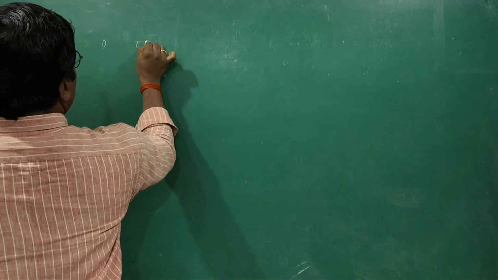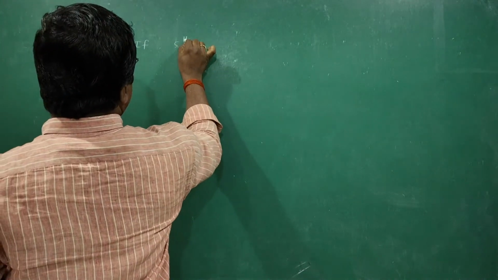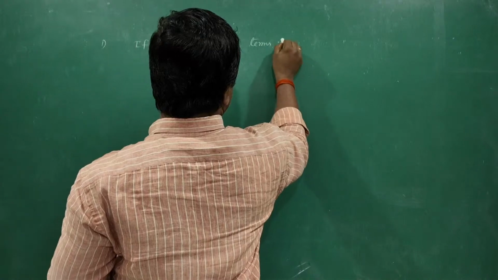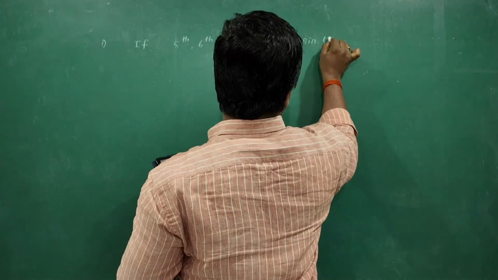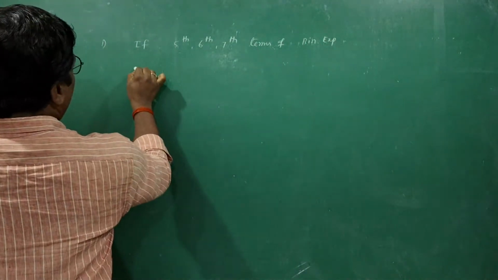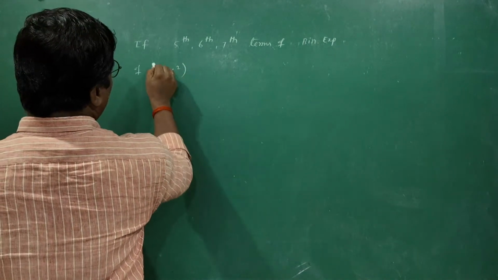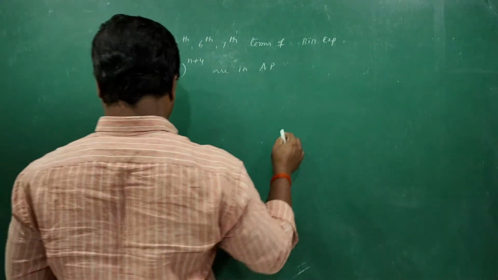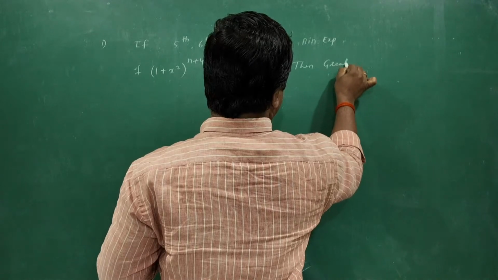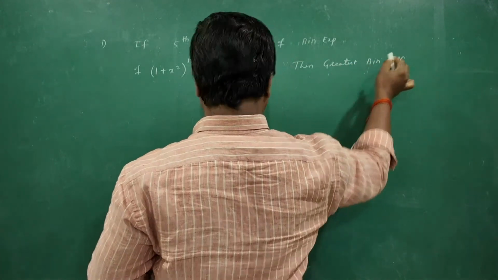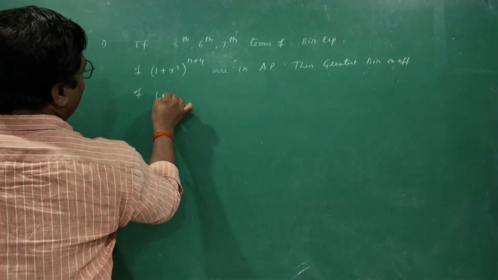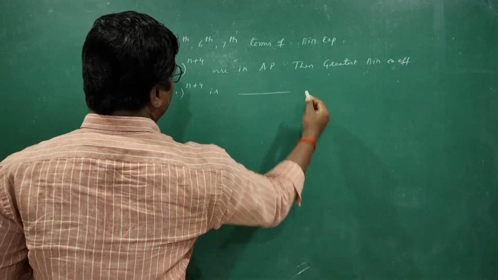See first question. Suppose that the 5th, 6th, 7th terms of the binomial expansion of (1 plus x square) whole power n plus 4 are in arithmetic progression. Then the question is: the greatest binomial coefficient of (1 plus x square) power n plus 4 is. This is the question given.